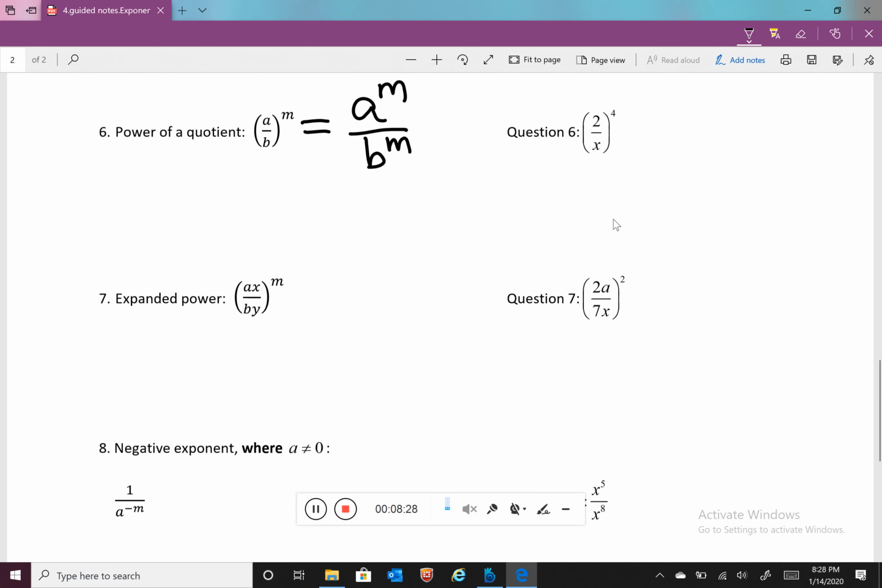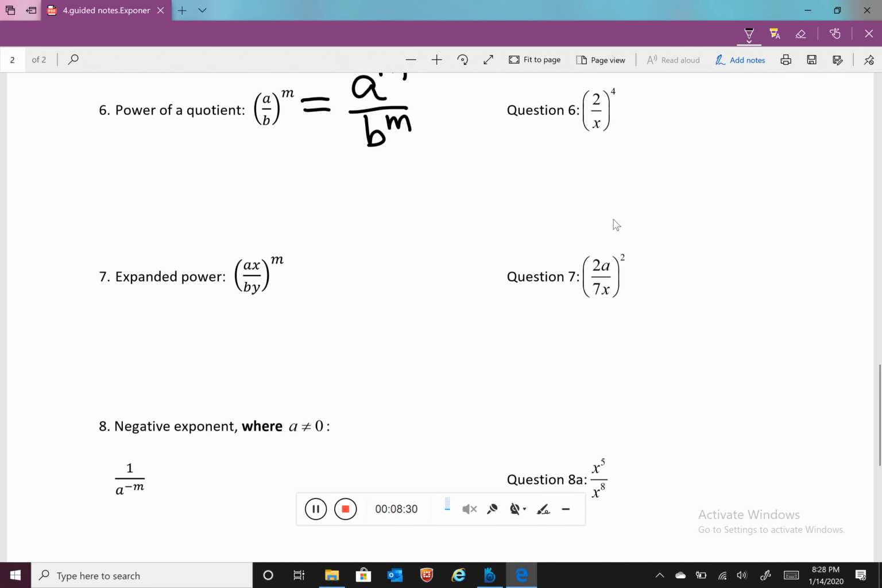Question number 7 is a combination of question number 5 and 6. Everything is connected by multiplication or division. So we can take a, raise it to the mth power, x to the m, and then divided by b to the m and y to the m. So everything can be raised to that power.